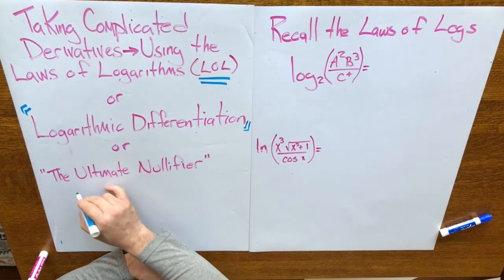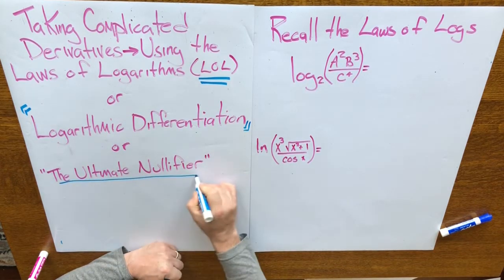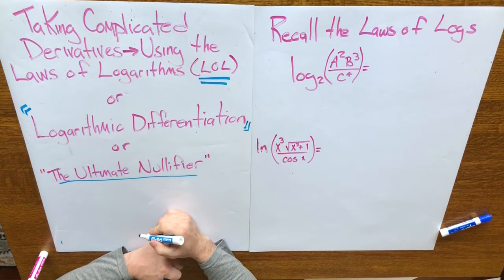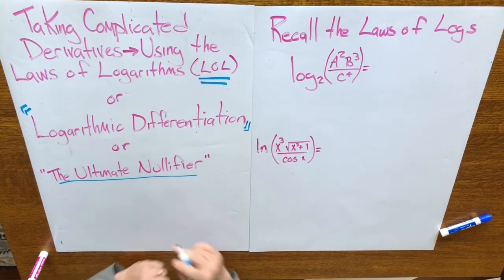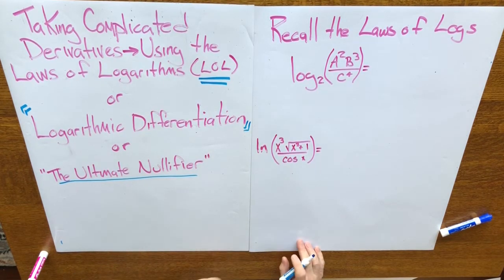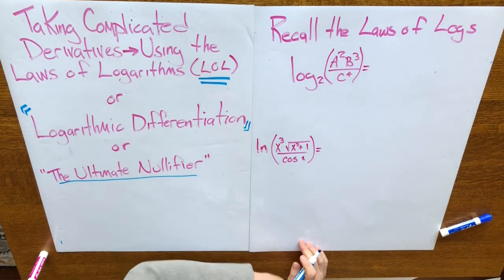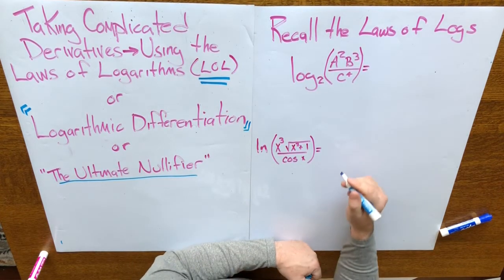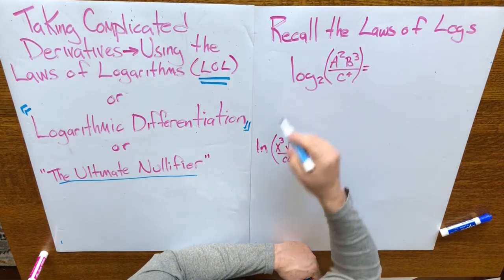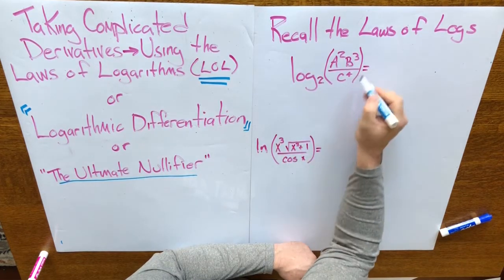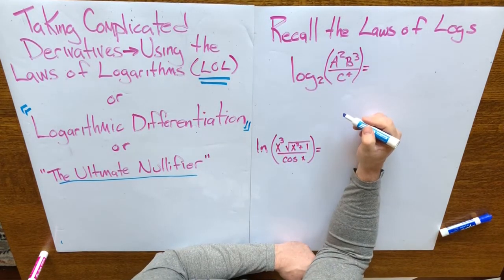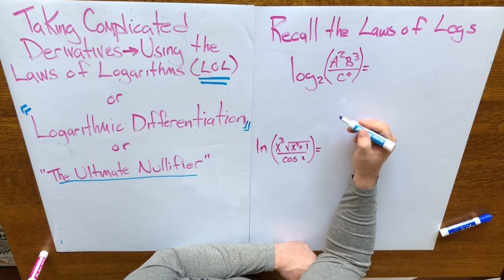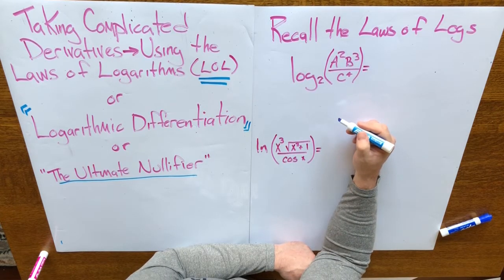Or my cool nickname for it is the ultimate nullifier. So it takes really hard questions and gives you like superpowers in order to take their derivative. So in order to do this technique, you need to remember the laws of logarithms. And I've given you 2 logarithms here with complicated arguments. And I wanted to remind you how you can take those and separate them using the laws of logarithms.